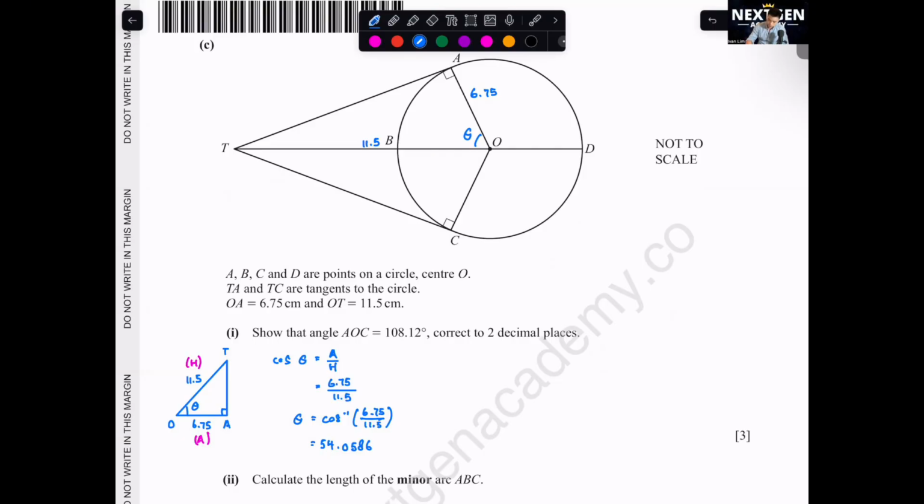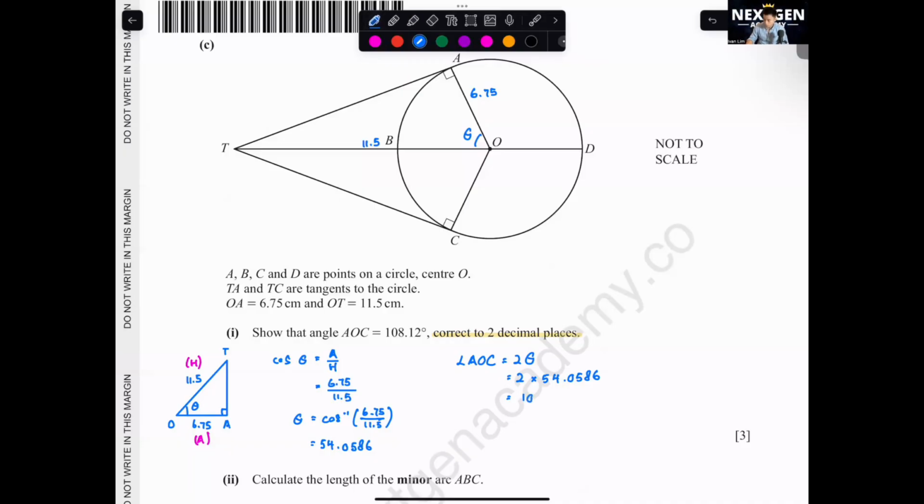Then from here, we know that this is 54.0586. Now we want to find the angle AOC, which equals 2 of your theta. So 2 times 54.0586. From here, I also don't want you to straight away write the final answer. Whenever you see the words correct to 2 decimal place or a certain significant figure, I want you to write slightly more decimal place. You can write an extra 1 or 2 decimal place first.